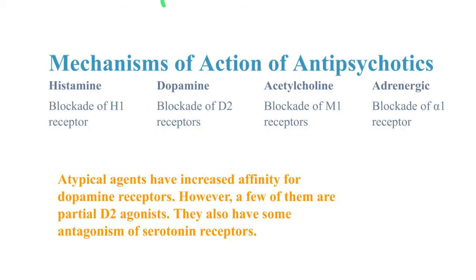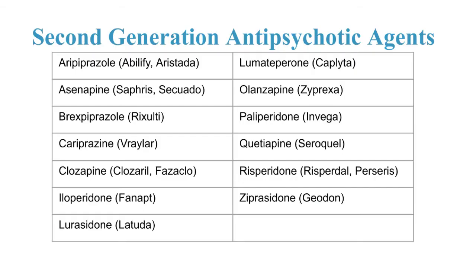Second-generation antipsychotics are often referred to as atypical agents. They also have action on histamine, dopamine, acetylcholine, and adrenergic receptors. They differ in the affinity they have for dopamine receptors. Indeed, some of them are partial dopamine 2 receptor agonists. There are quite a few more second-generation agents than first-generation agents, and there's been quite a lot of work and research that's gone into novel dosage forms in this category as well.